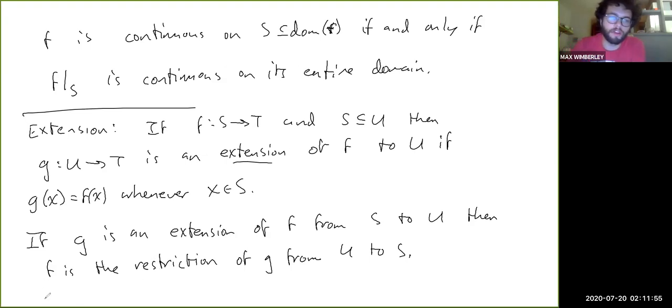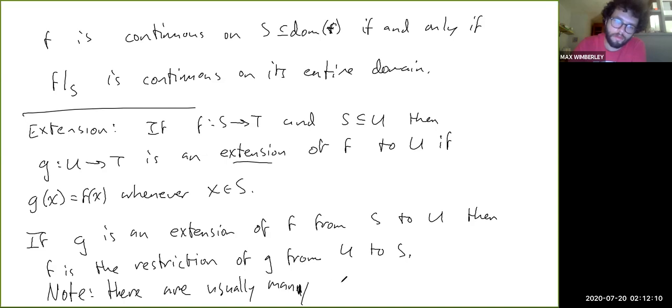But you should note there are usually many extensions of f from S to U.